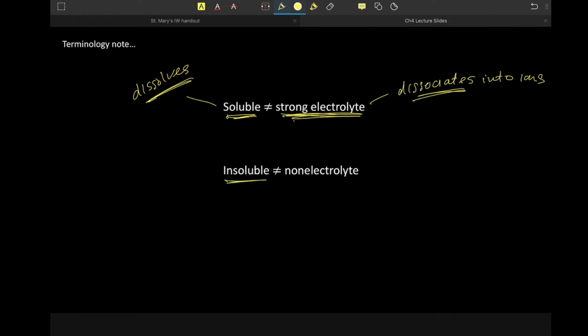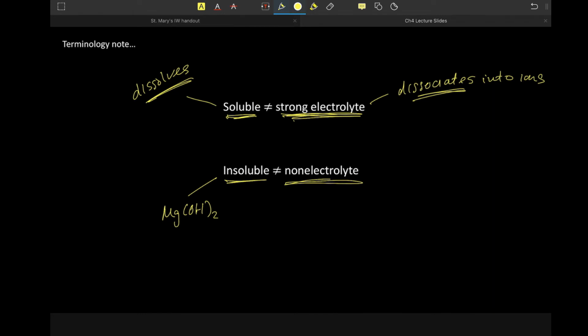And likewise, when we go to insoluble, it does not mean non-electrolyte, which can be confusing, because electrolytes, remember, are ionic compounds that dissociate completely. That's what an electrolyte is. So we have insoluble compounds, or things we consider to be insoluble, like, for example, magnesium hydroxide. If we think back to our solubility rules from last year, definitely insoluble. And we're going to quantify insoluble in just a moment.